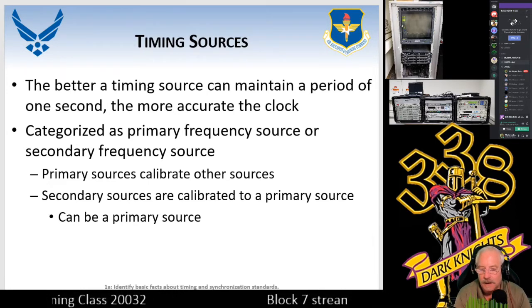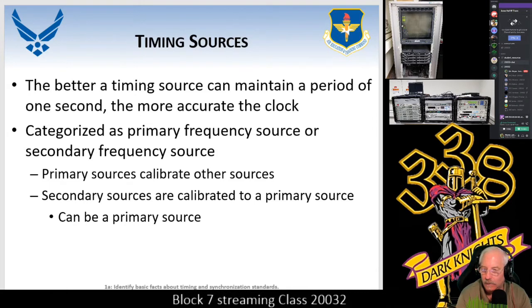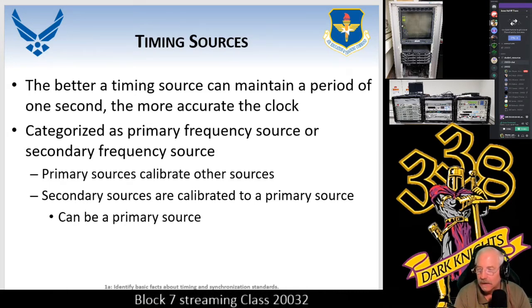Now, the idea behind the primary source is what you're referencing it to. You always want to be with the most accurate one. But on occasion, you might have to use the least accurate one to take the most accurate one offline and put it back online, so that way you have a reference.